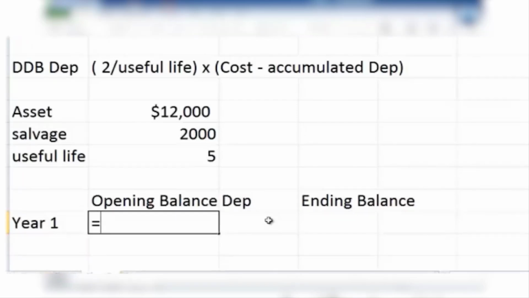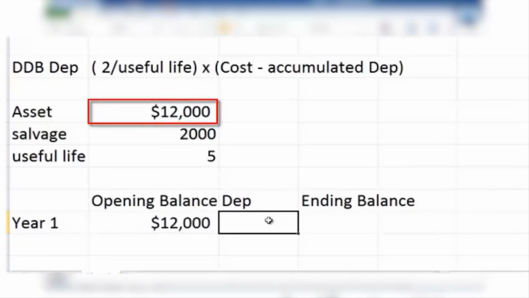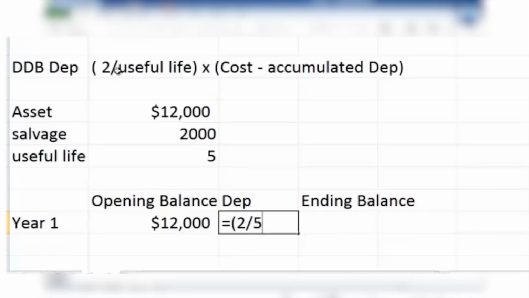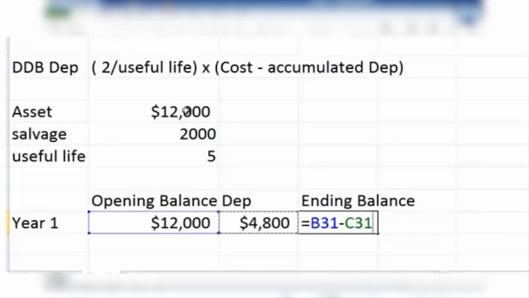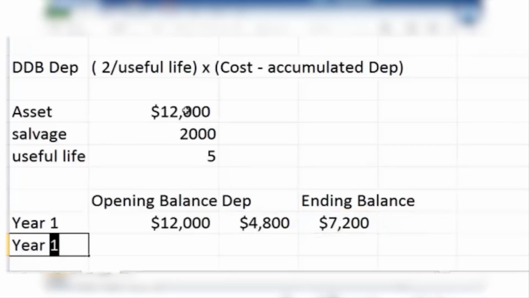The opening balance is 12,000. What is the depreciation at the end of year 1? The depreciation would be calculated using this formula: 2 divided by 5, 5 being the useful life, multiplied by cost minus the accumulated depreciation. Cost is essentially 12,000 less 0, because there is no accumulated depreciation till date. So the depreciation comes out to be 4,800, and what we note here is that the ending balance is 7,200.